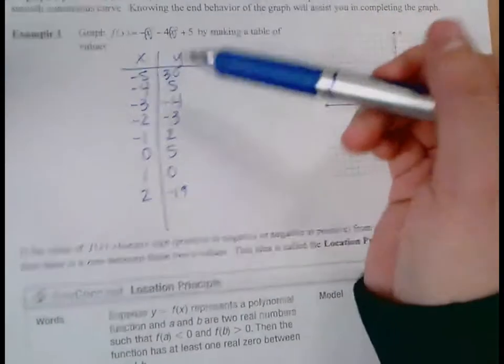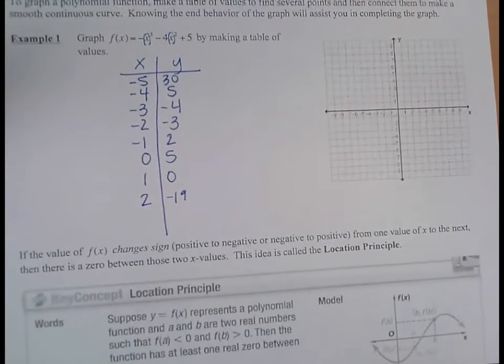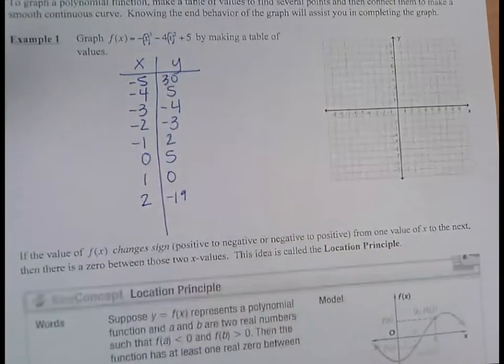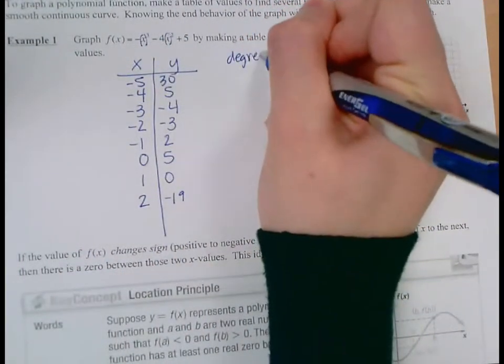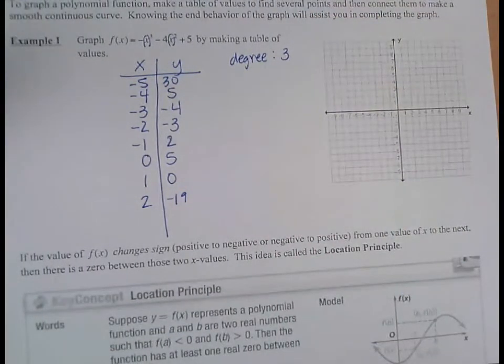So this particular graph took 8 points. You just don't know exactly how many you'll need. So now, before I start graphing this, here's something to consider to make sure your graph is going to be correct. What is the degree of the function? 3. Okay, it's an odd degree. So when I graph this, should I have the same end behavior or opposite end behavior?